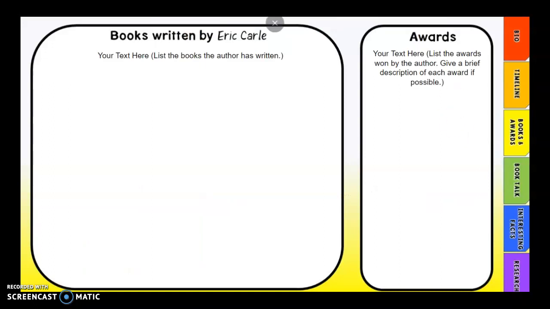On this slide, you're going to type books that were written by Eric Carle. A lot of these books are very popular with the younger grade levels, kindergarten and first grade. Some of you have read or they were read to you when you were in those grade levels. And then you're going to type some awards that Eric Carle received for his books.